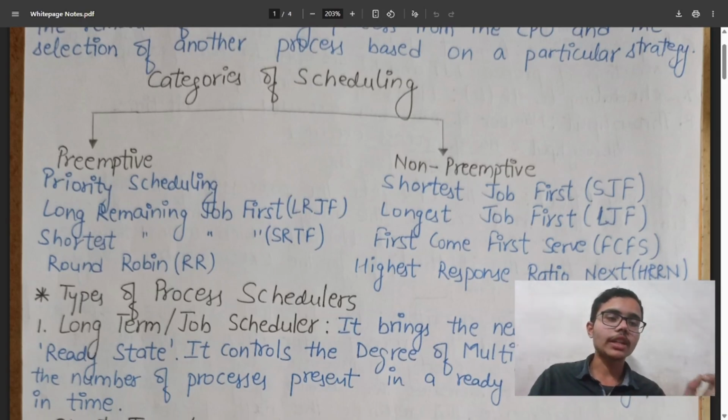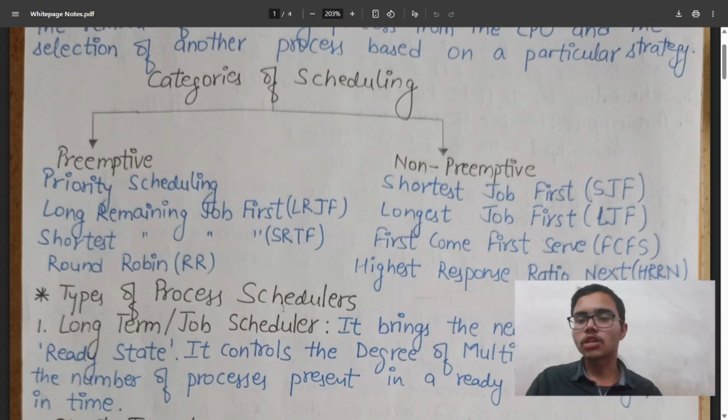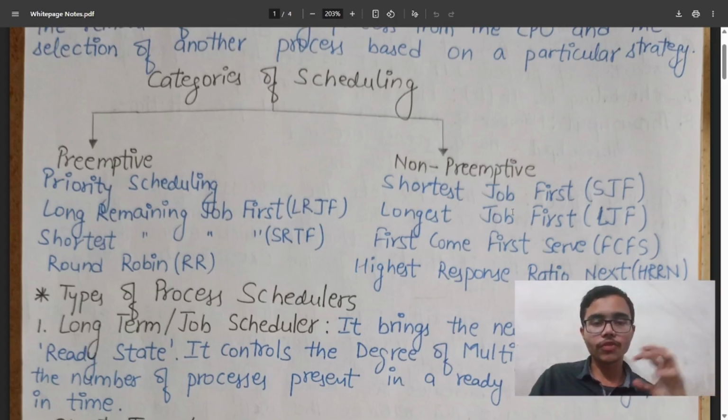This is the most important point: in some questions they do not mention whether it is a preemptive or non-preemptive algorithm. They just write to solve this numerical using SJF. So you have to know that SJF is a non-preemptive algorithm, and you have to solve that numerical using non-preemptive SJF. So you have to know which scheduling algorithms come in which category.